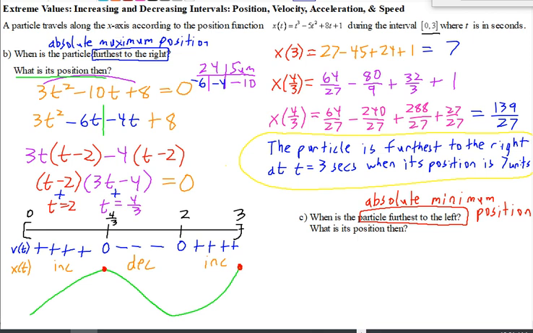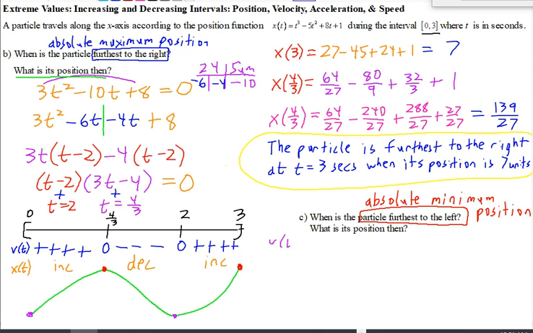And then part C, we're already set up to answer here because we already have the number line. It shows us what the graph of position looks like. And now we're looking for the furthest to the left, which is another name for the absolute minimum position. So you can see based on our sketch that there are two places where that could occur. It could either occur at 0 or at 2. So we have to compare those two. This time though, we're looking for which one's smaller.